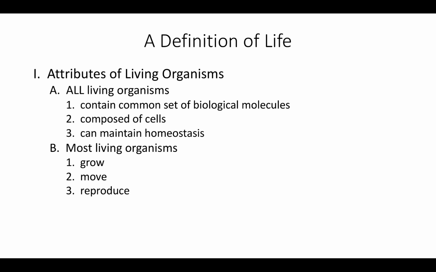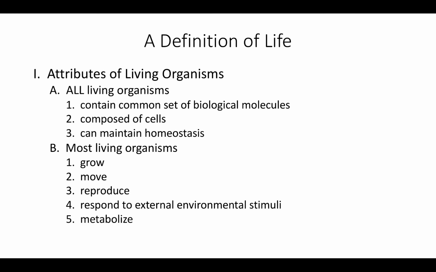An exception on this one you may be wondering about would be a mule. A mule is a cross between a male donkey and a female horse. Mules are sterile, so they're not able to reproduce. Also, most living organisms respond to the external environmental stimuli. And they have the ability to metabolize.